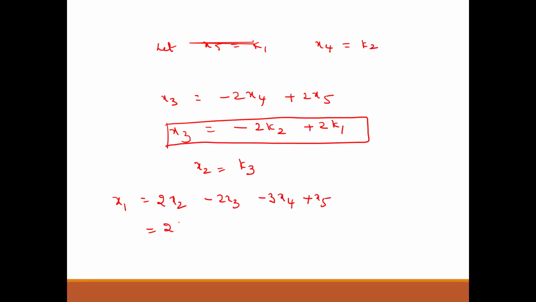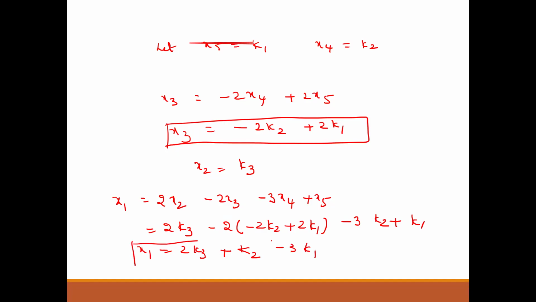So 2 into x2 I don't know. 2x3. x3 is minus 2k2 plus 2k1. 3x4. x4 is k2 and x5 is k1. Now this is 2k3. This is minus into minus 4k2 minus 3k2. That is plus k2. This is minus 4k1 plus k1. This is minus 3k1. So this is your x1. Now you got all the values x1, x2, x3.